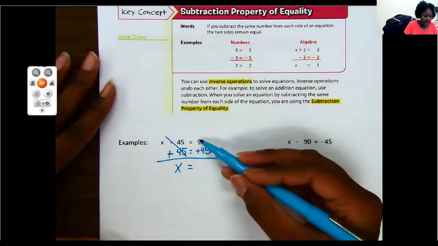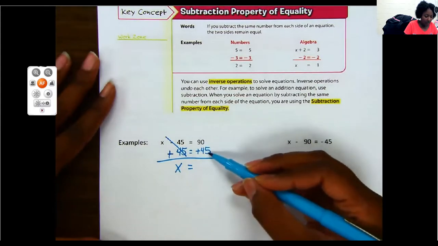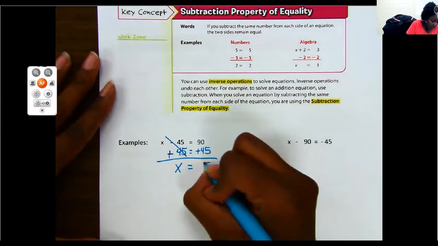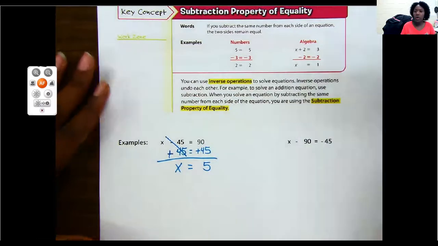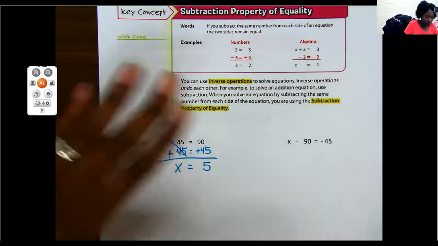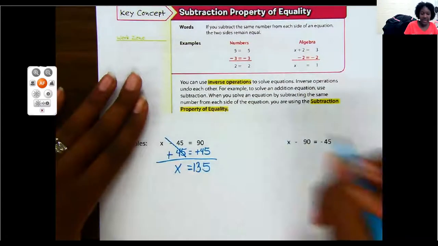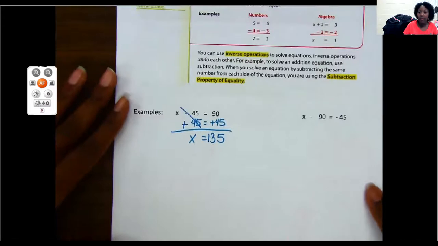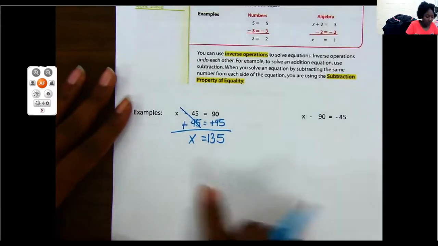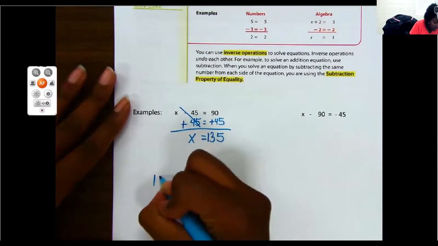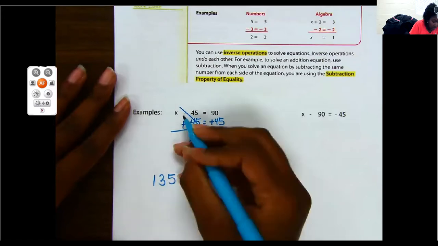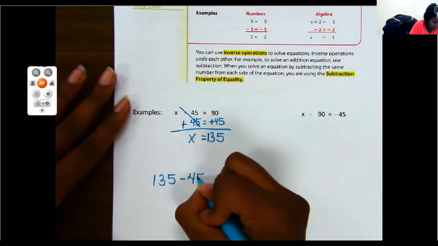Over here, I'm going to add 90 plus 45. 0 and 5 is 5. 9 plus 4: 9, 10, 11, 12, 13. So I think x is equal to 135. Remember, I can check this. So I'm going to replace x with 135, and it says minus 45.